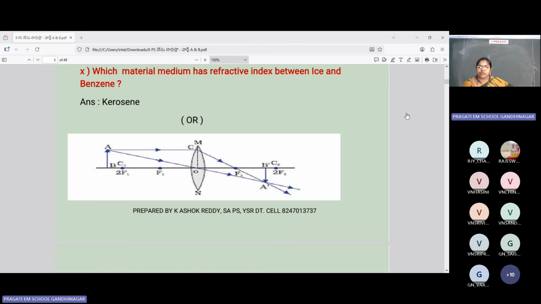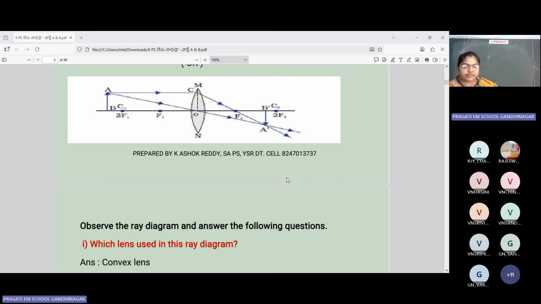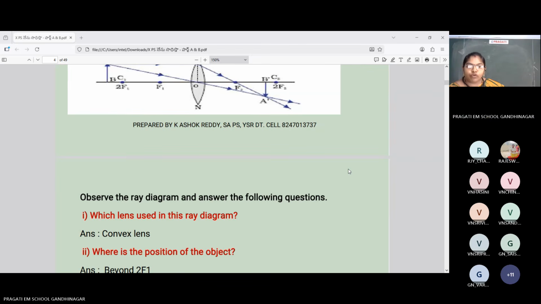Yesterday we revised many of the concepts, but some concepts are left. So first of all, here the diagram is on the screen. See, the lens. Here, this is a ray diagram regarding a convex lens. And this is from the light lesson, a 4 marks question.